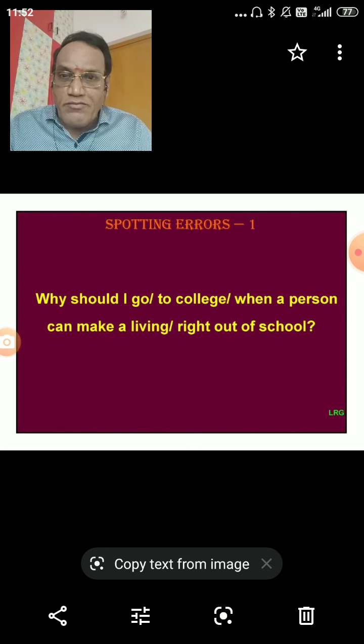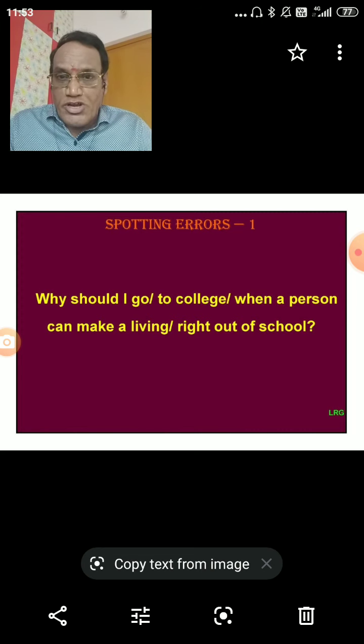So, how to rectify that? Very simple. There are two ways in which this can be rectified. Either you change the a person into I, so that both can be correlated, or you change the I in the main clause into a person. Both ways it can be rectified. Let us see. Why should I go to college when I can make a living right out of school? Let me repeat. This is the first way to rectify.